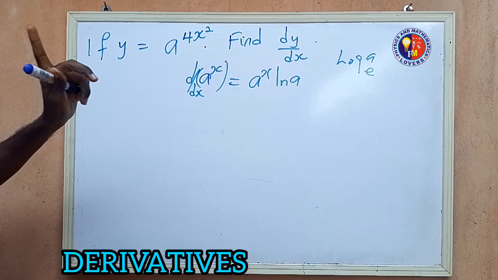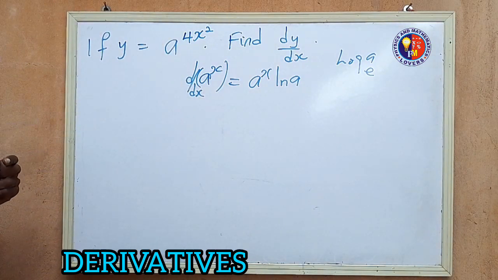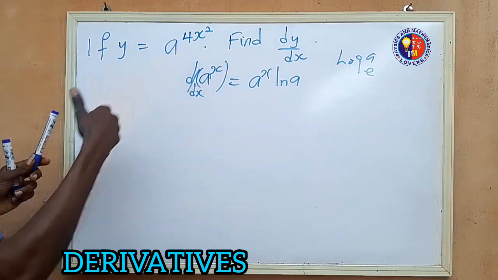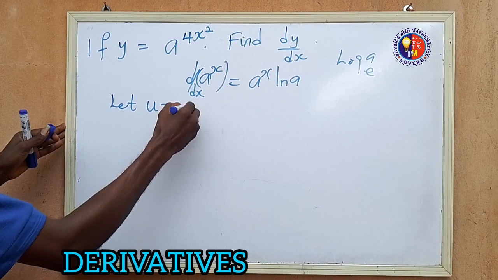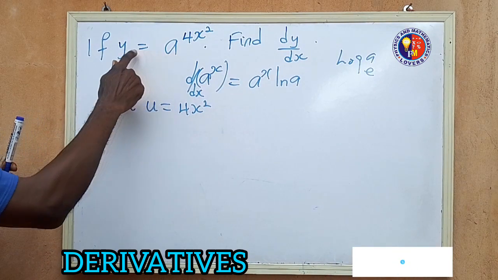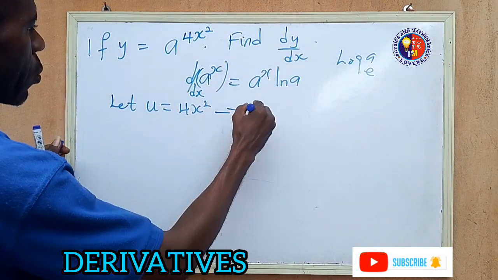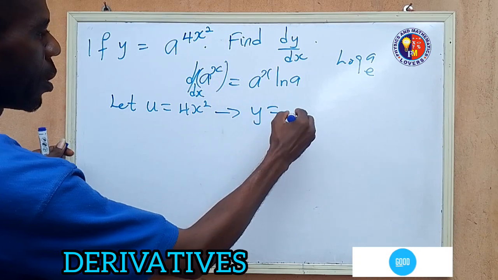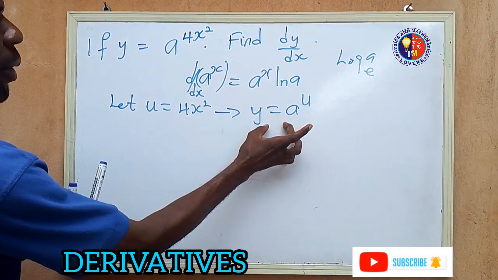So now let's solve this, approaching it with a composite function. The first thing I will do is say, let u equal 4x squared. So it means that y equals a raised to the power u.